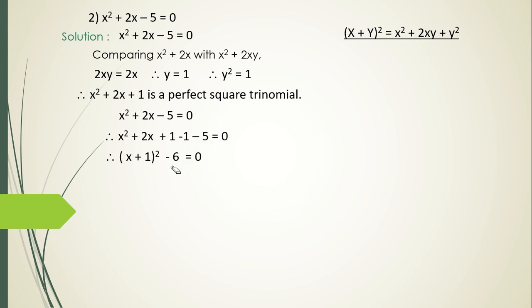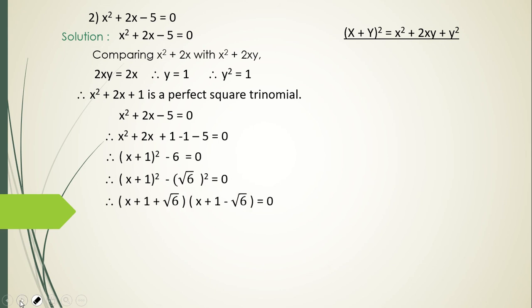So minus 6 also we have to write in terms of square. So how do we write that? Root 6 square. That will be written as root 6 square. So we got a square minus b square, which is a plus b, a minus b. Now we got both the factors of the quadratic equation. These are the two factors of the quadratic equation.